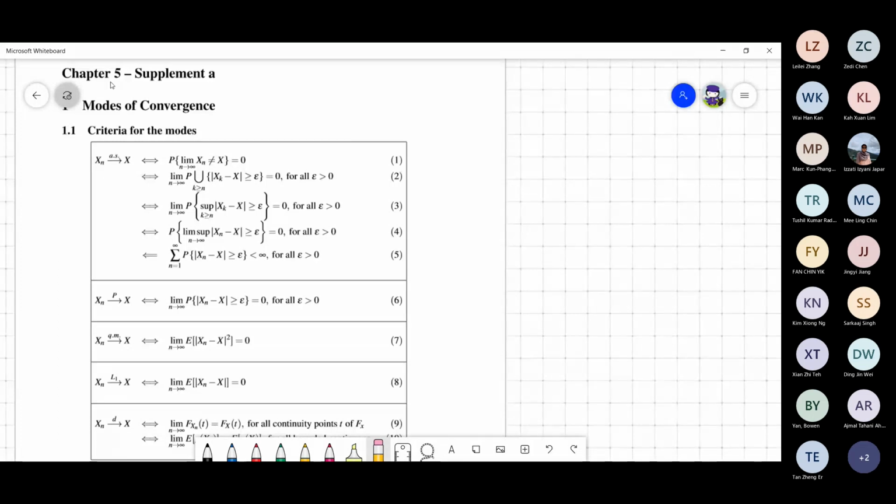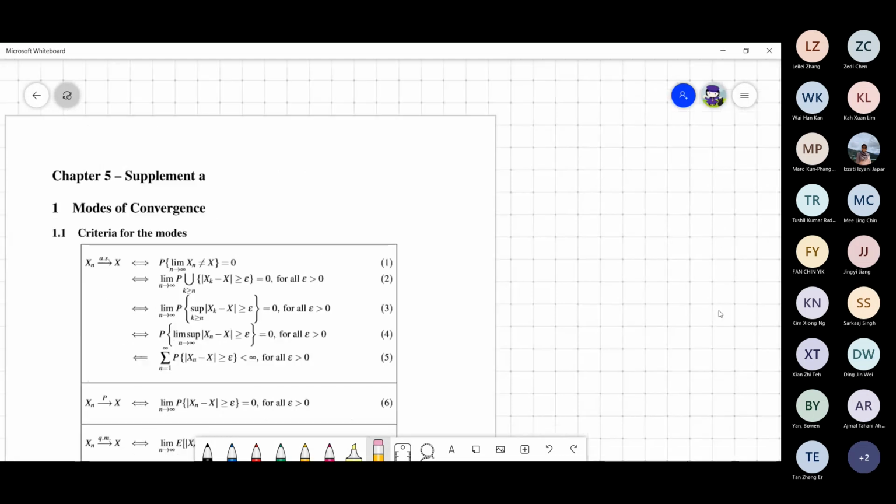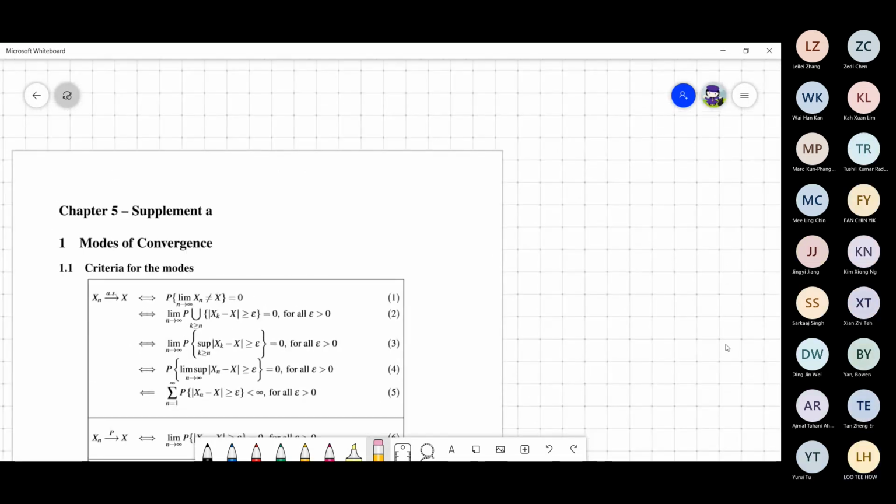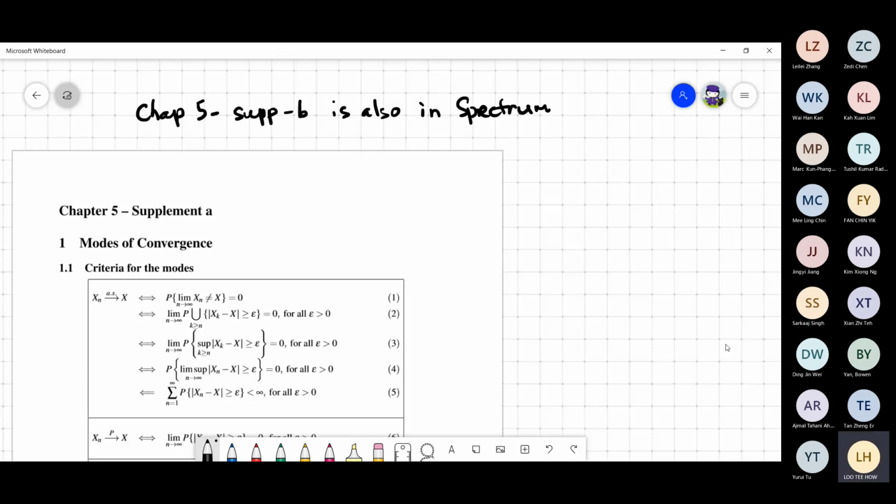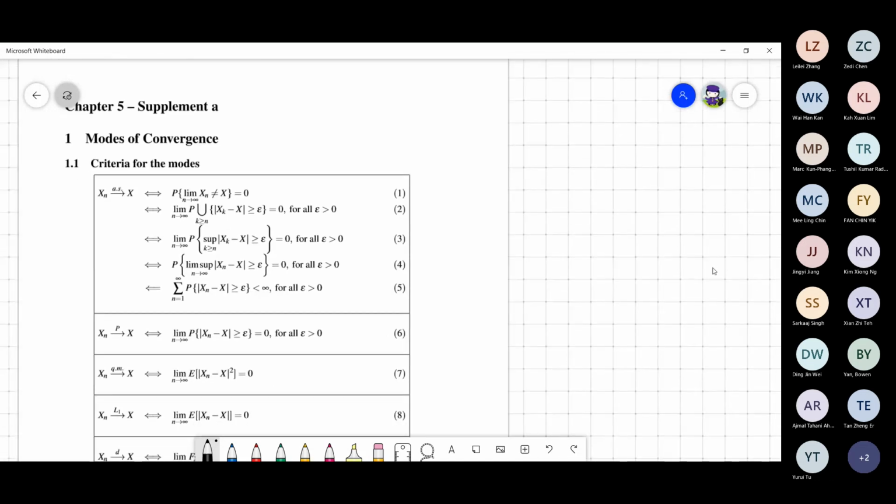So this is supplement A for chapter 5. Again, you should be able to get this in Spectrum. In fact, I have also uploaded another one. I'm not sure whether we need to use it. So we have another set, chapter 5, supplement B, which is also in Spectrum. So you may get it over there. Okay, so there are two.